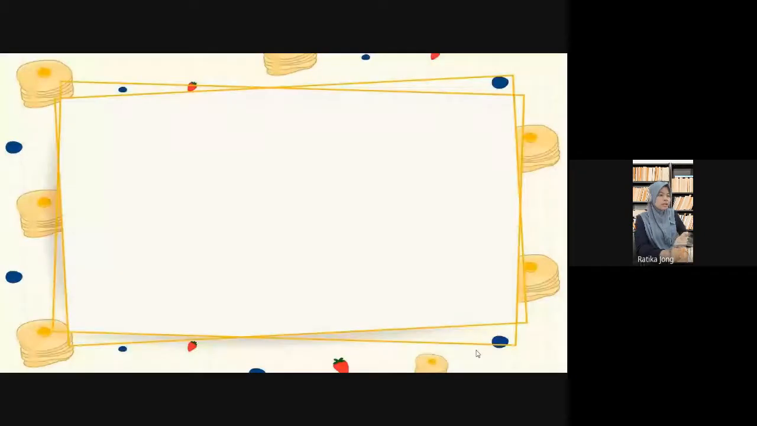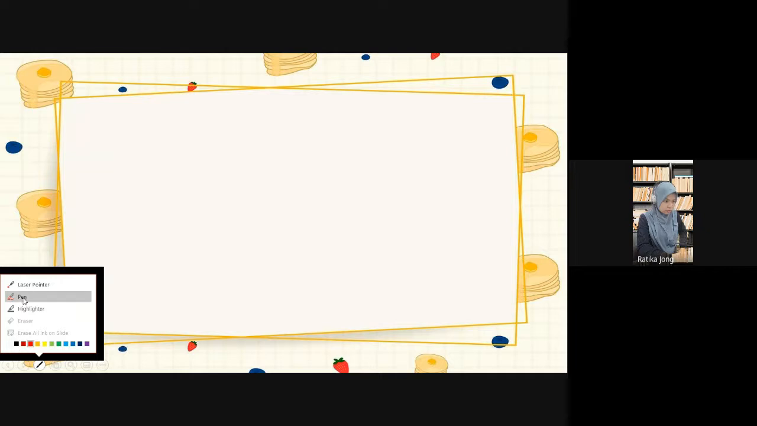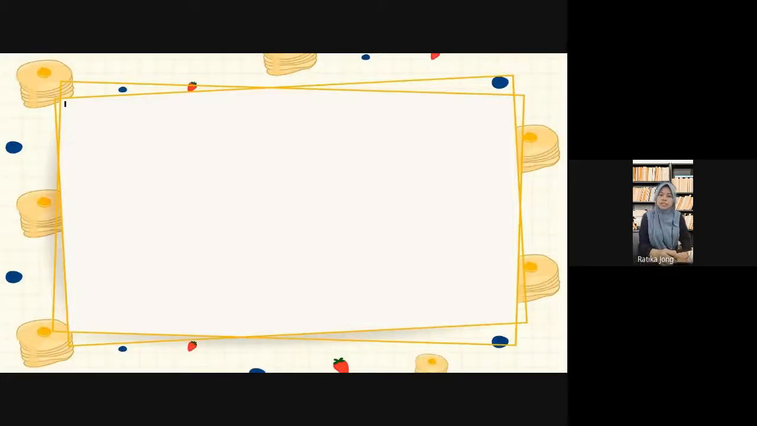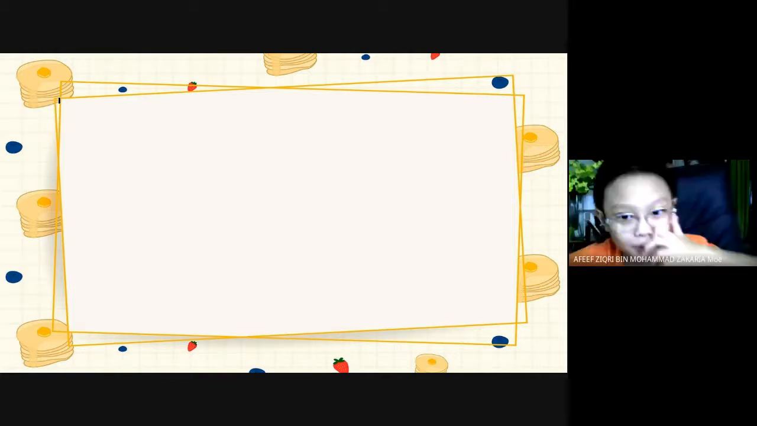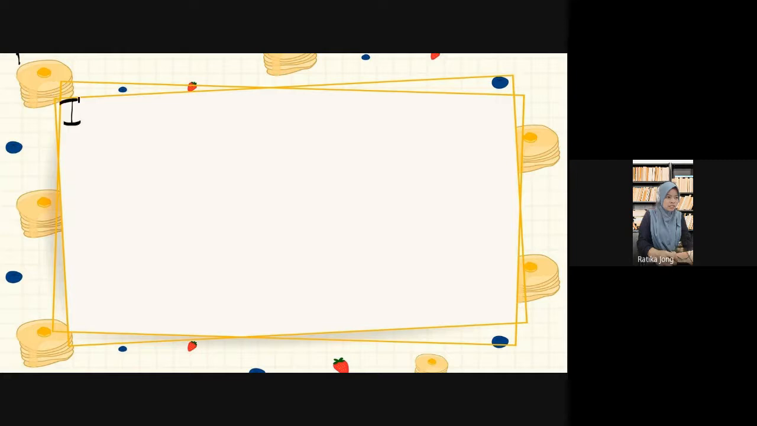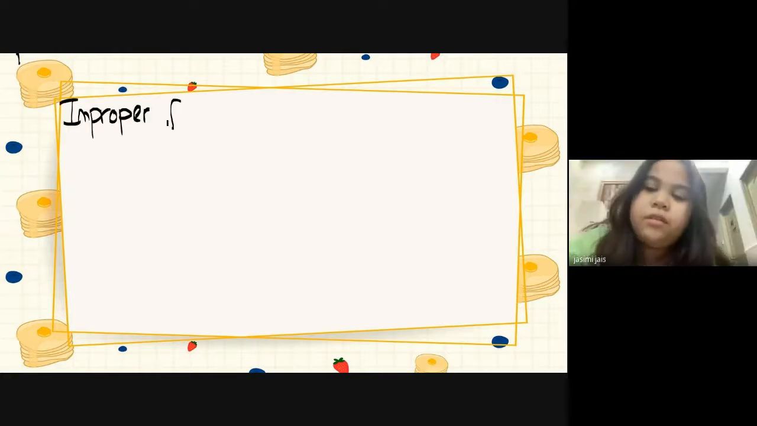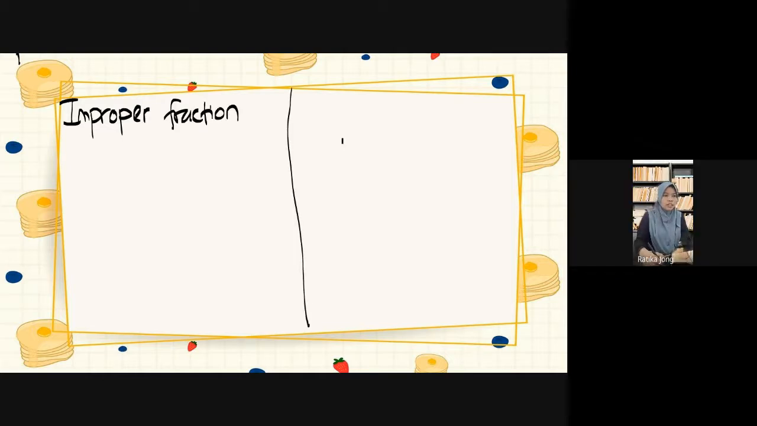We have learned about fraction last week, right? Can you please tell me what you have learned last week? Fractions. Yes, what fractions? How many fractions have you learned last week? Improper fraction, proper fraction, and then you have mixed numbers. Let's leave the mixed number first. We revise on the improper fractions and the proper fractions first.